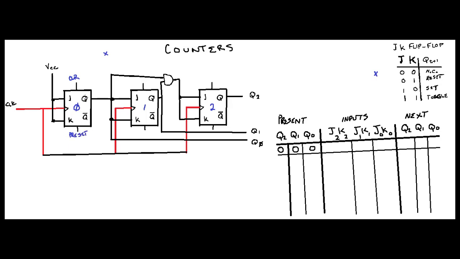Now listen, I drew mine where the clear was on top and the preset was on the bottom. Sometimes they change those. In fact, I honestly think most of the time the preset is on the top and the clear is on the bottom, but it doesn't really matter. They're both here, and I'm not going to put them in because I don't want to clutter up the drawing, okay?